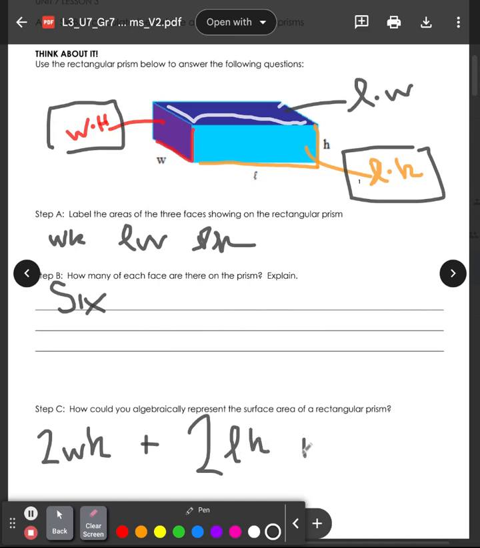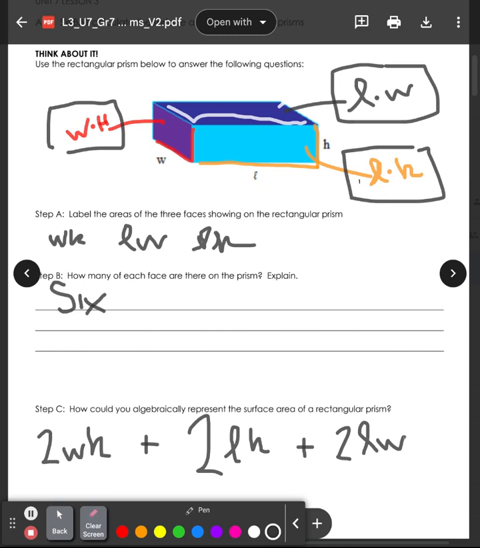And then we'd add the top and the bottom, which is right here, which is the length and the width. It'd be 2 times length times width. So we find the area of the top, that's the same as the bottom. Find the area of the left side, that's going to be the same as the area of the right side. And find the area of the front of this rectangular prism, which is going to be equal to the area of the back. And by adding all of those up, we would be able to find the surface area of this rectangular prism.